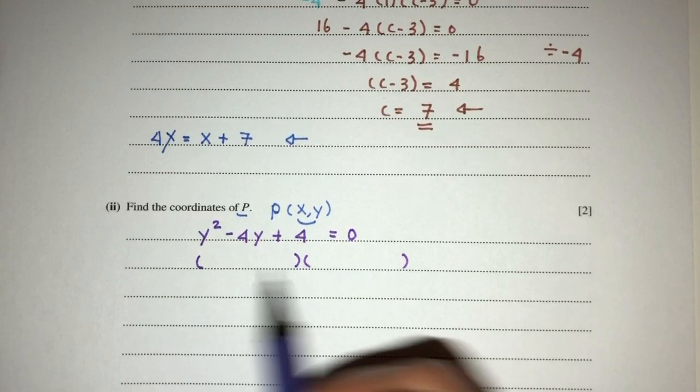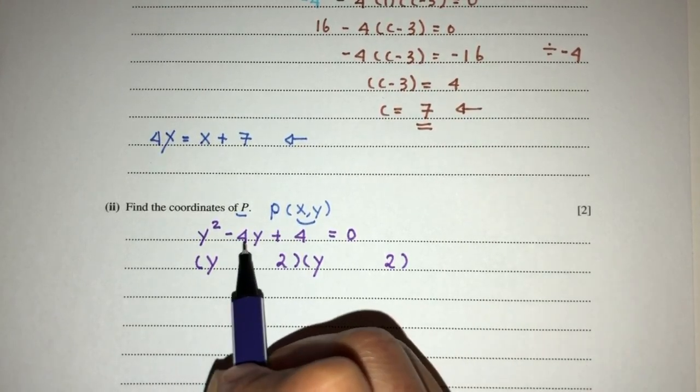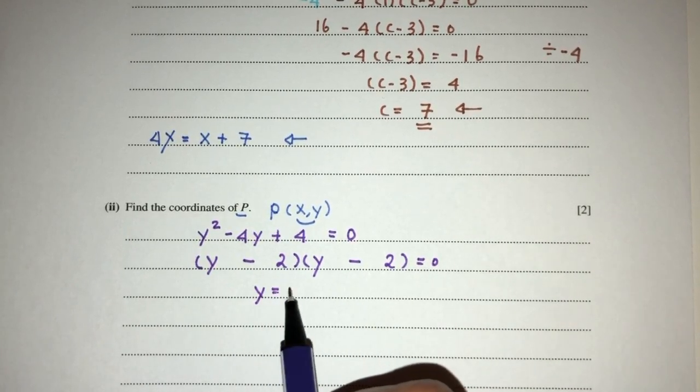By factorizing, that will be y times y. 4 is 2 times 2. To get minus 4, we have to have minus 2 minus 2. So y will be the value of 2.